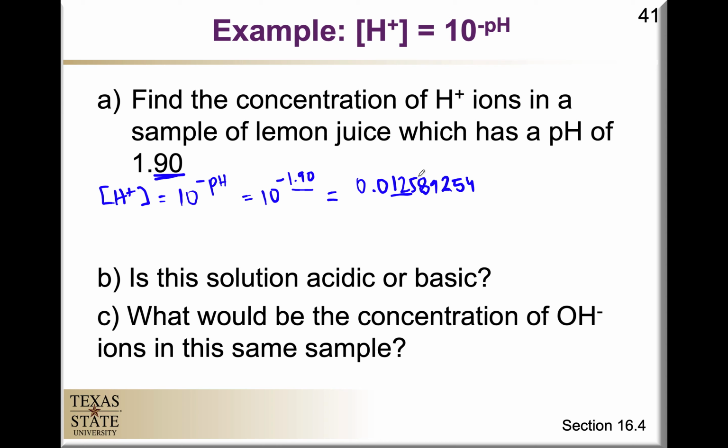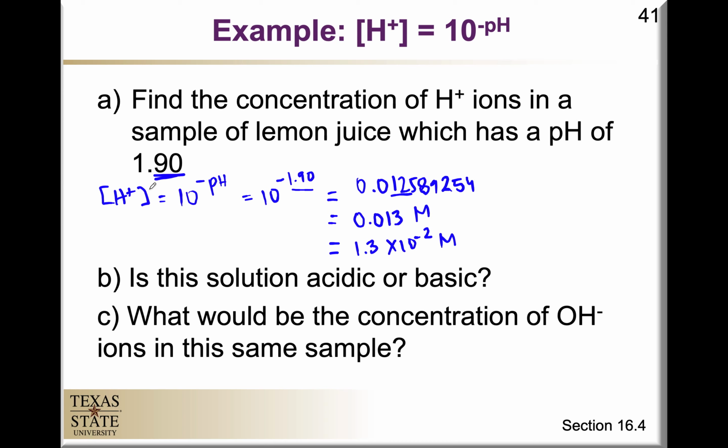But of course we have to look at what comes after that. In this particular case, that 5 makes the 2 round up, so the answer should be written as 0.013. Or alternatively, I could have given it in scientific notation as 1.3 times 10 to the negative 2, and the units in this particular case are molar units because our hydrogen ion concentration is in molar units.